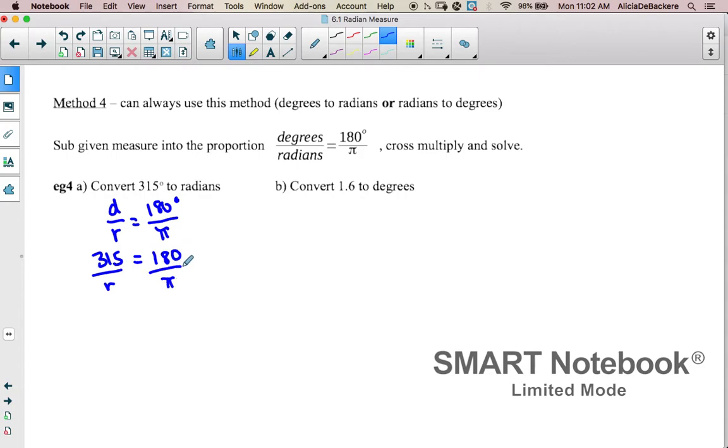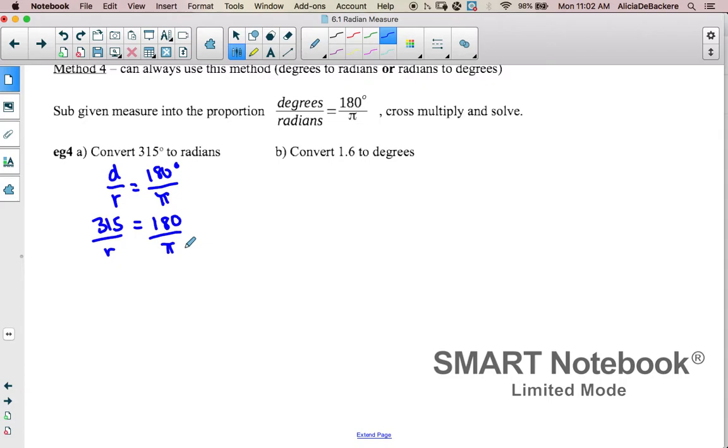Now, if you wanted, you could have started this answer by just reversing the fraction on the left and on the right. So taking the reciprocal on both sides. You can't just do one side, both sides. And then you would have the R on top. So it is a problem for us that the R is in the denominator. And we can get rid of that by cross multiplying. So I'm going to multiply 315 times pi, the top on one side with the bottom on the other, and then 180 times R. Now I can divide out the 180 to solve for R.